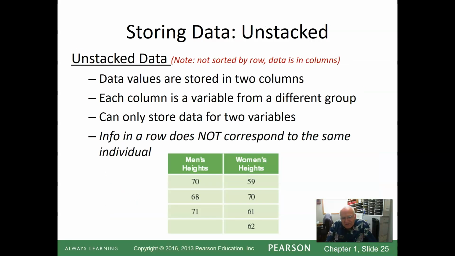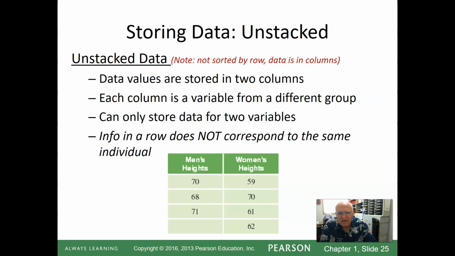But another occasional way that you'll see data, shown on this next slide, we call this unstacked data, where each column represents not only a variable, but also a group. So this one is men's heights on the left, women's heights on the right. So the data has been divided into 2 groups. Now, you could have had all of that data in one column, with a second column identifying whether it was a man or a woman. But sometimes when you just want to look at these as 2 separate groups, the data might be shown in this kind of a format.